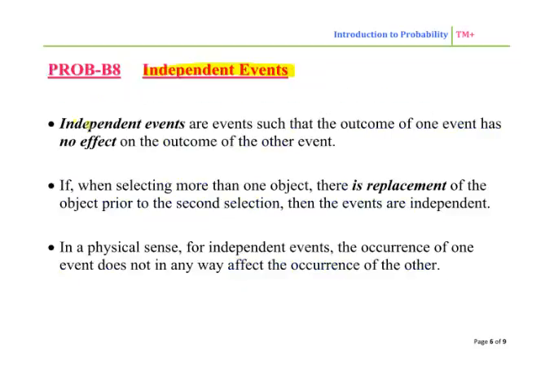Independent events. Independent events are events such that the outcome of one event has no effect on the outcome of the other. If when selecting more than one object there is replacement of the object prior to a second selection, then the events must be independent. In a physical sense, for independent events, the occurrence of one event does not in any way affect the occurrence of the other event.